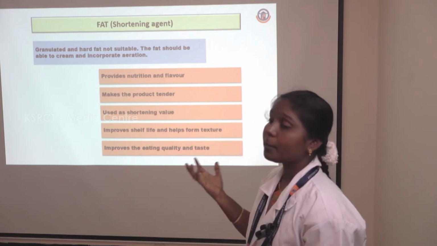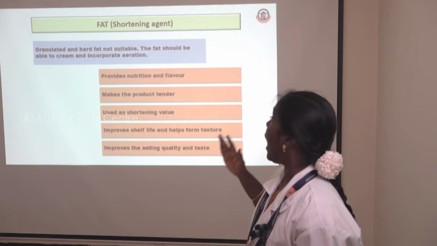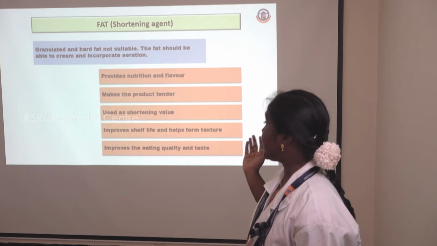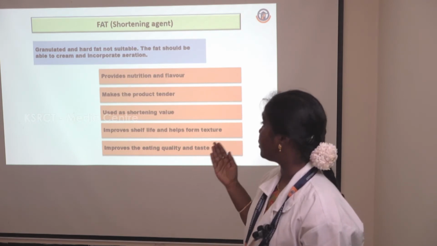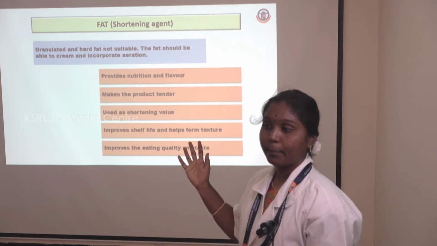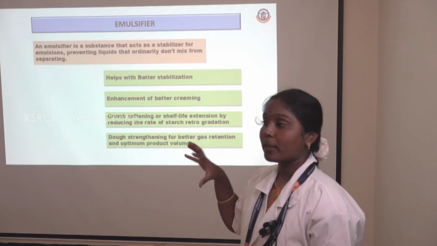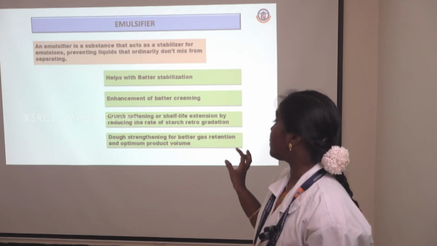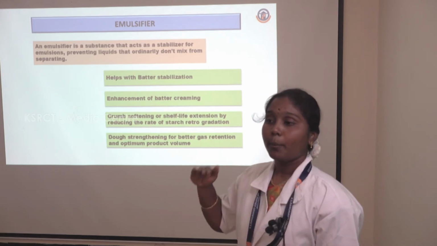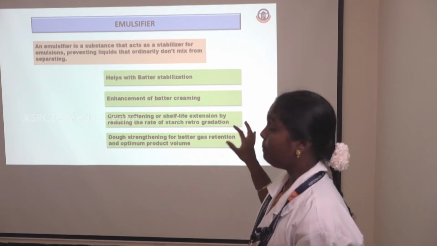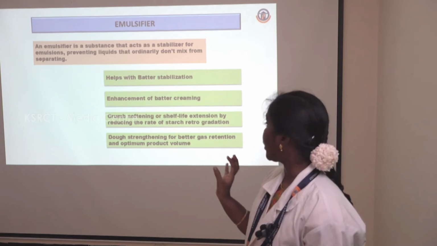So what is the purpose of the shortening agent used in baking product preparation? It provides the nutrition level and flavoring, makes the product tender, and improves the shelf life of the product. It may be bread or cookies, everything. Next, it helps give the proper structure to the final product. Another one is dough strengthening for better gas retention. Another one is optimum product volume. So these are the main objectives for using the shortening agent.